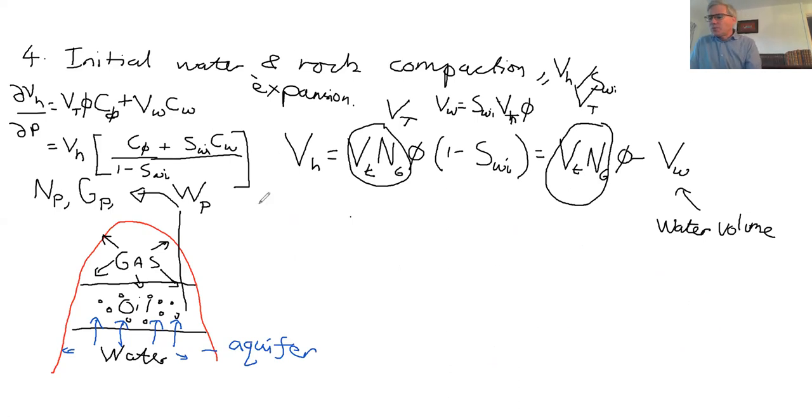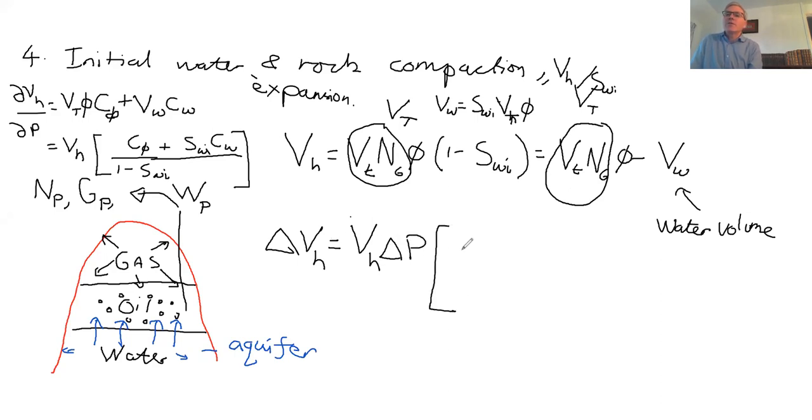Okay, so this is a derivative. The change in hydrocarbon pore volume is going to be VH times delta P, assuming that these terms are all constant, and then we've got this sort of term with compressibilities.